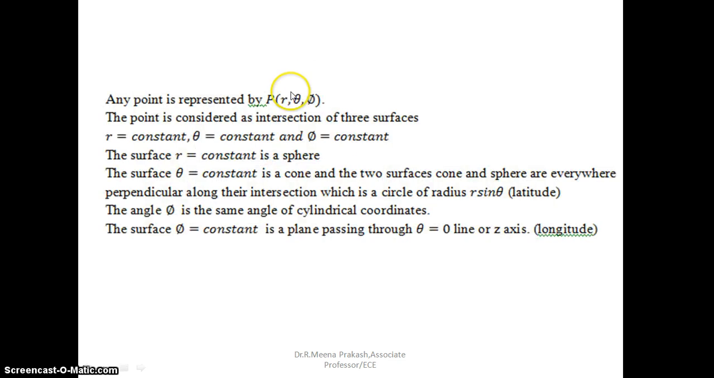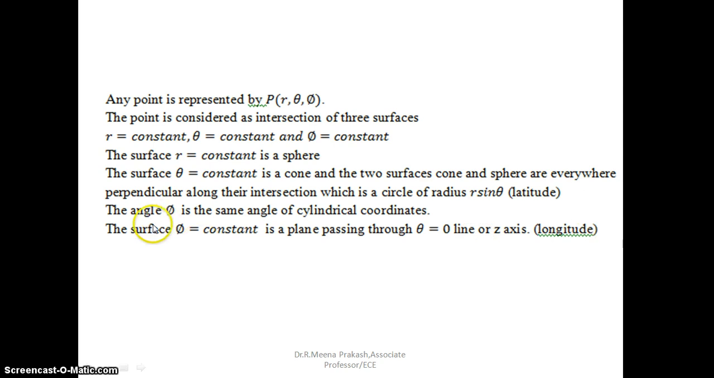Any point is represented by P of r, theta, phi. The point is considered as intersection of three surfaces: r equal to constant, theta equal to constant, phi equal to constant. R equal to constant is a sphere, theta equal to constant is a cone, and the two surfaces, cone and sphere, are everywhere perpendicular along the intersection. Where the cone cuts the sphere, it gives a circle of radius r sin theta. So imagine this as a latitude which runs over the globe.